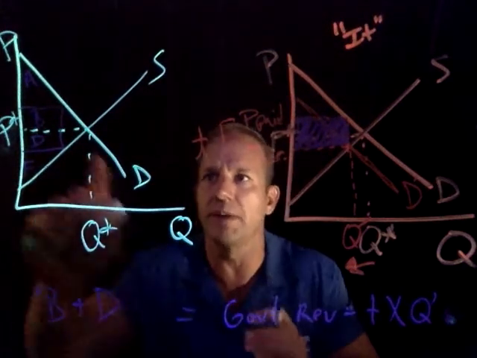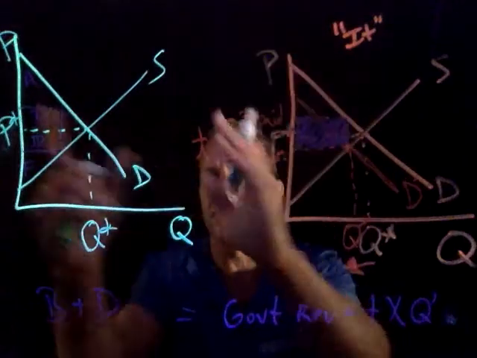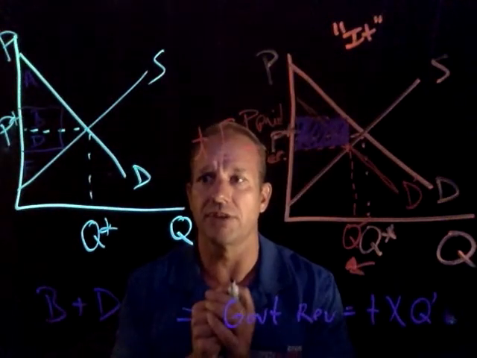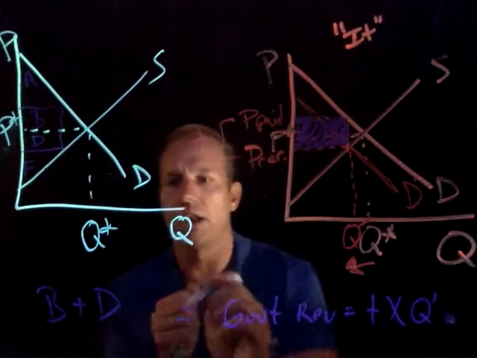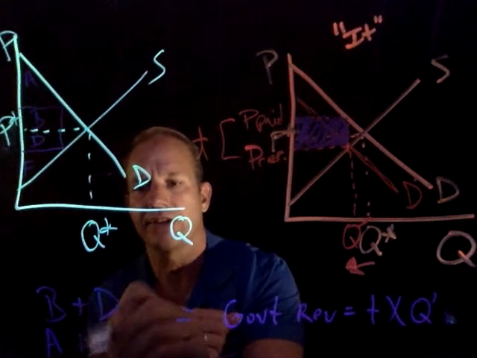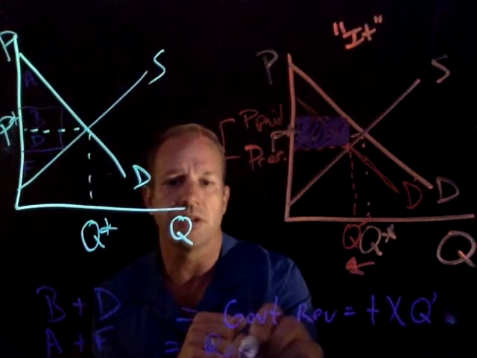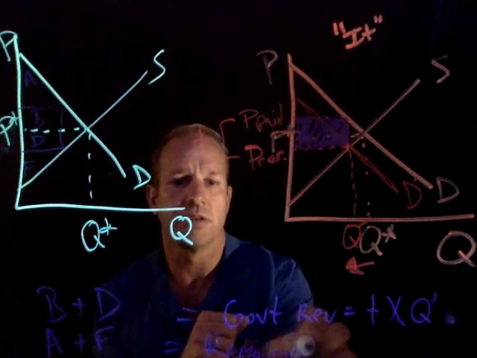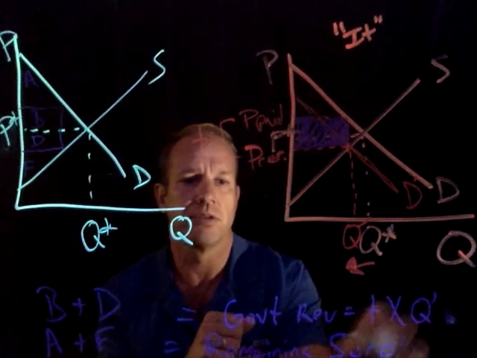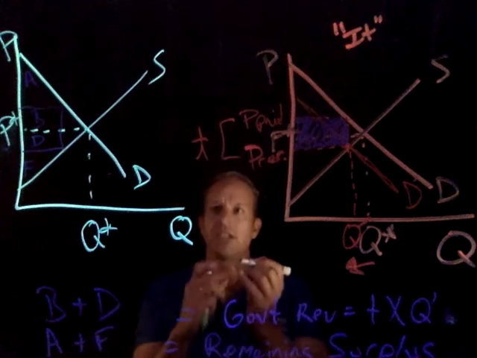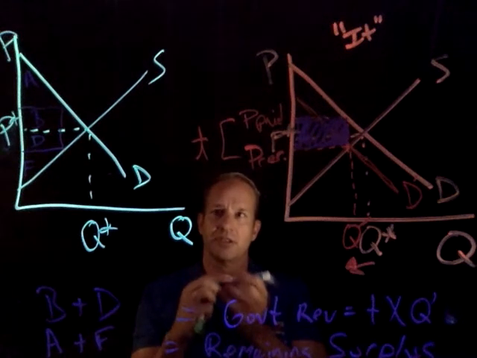I'm just trying to go back to a model with less lines on it to really show you the parts for the welfare analysis. A plus F are the remaining surplus. Right? That's what's still there after the tax.